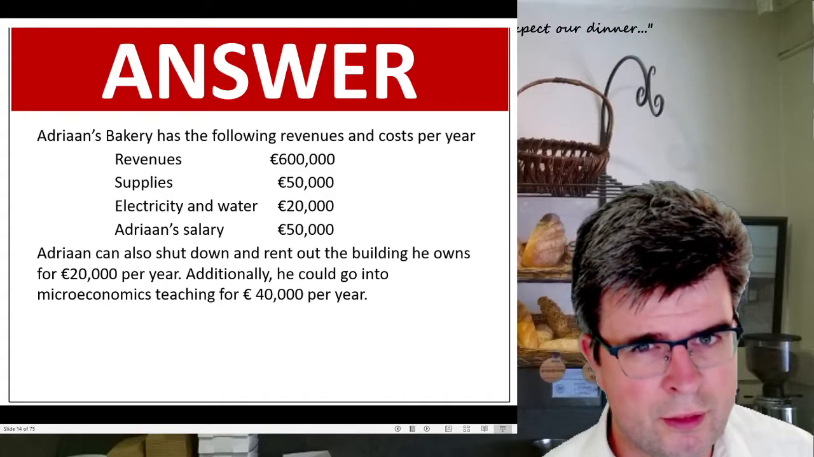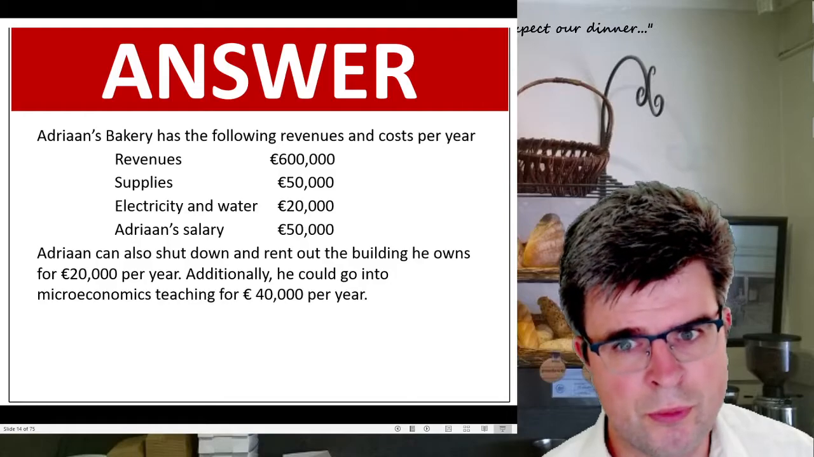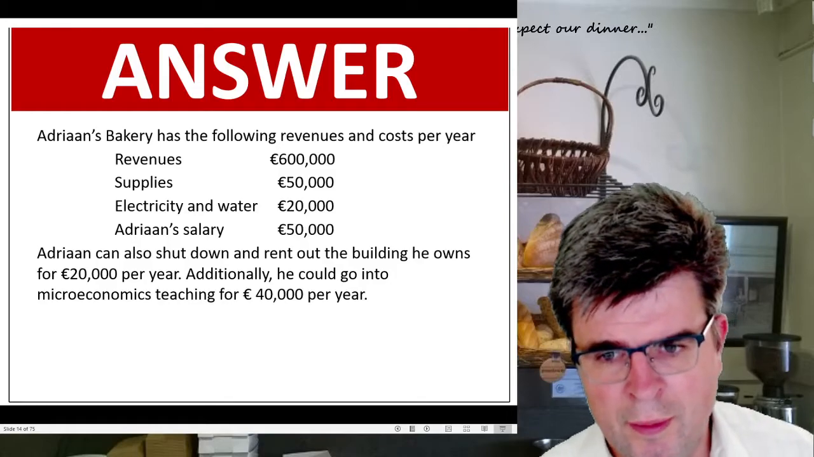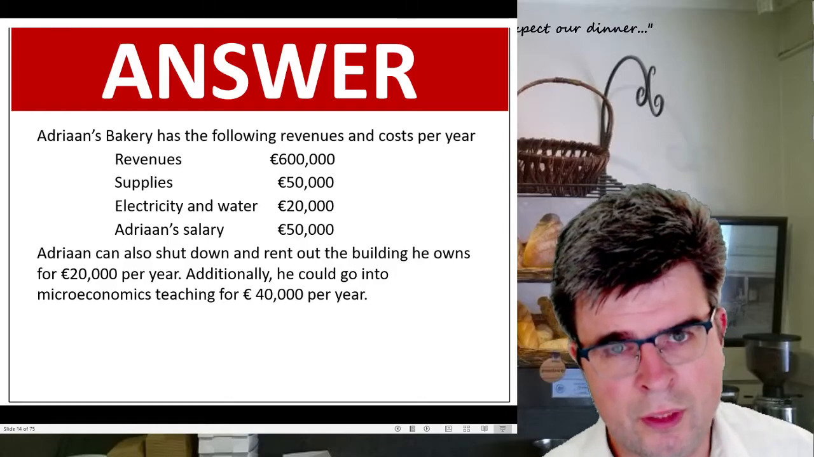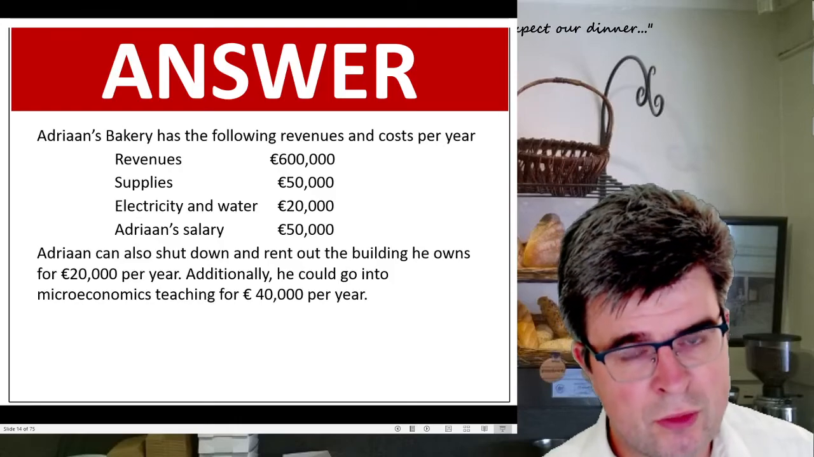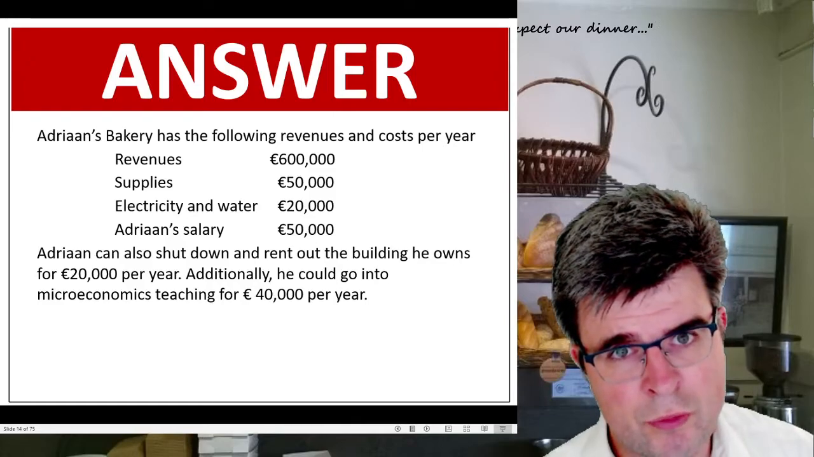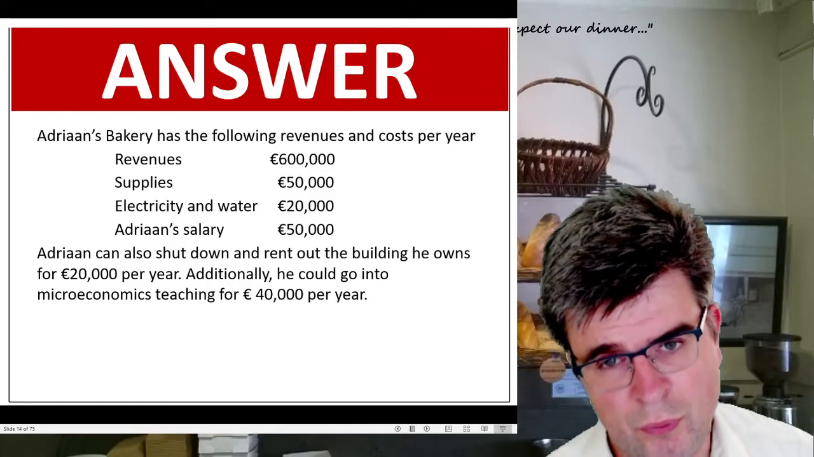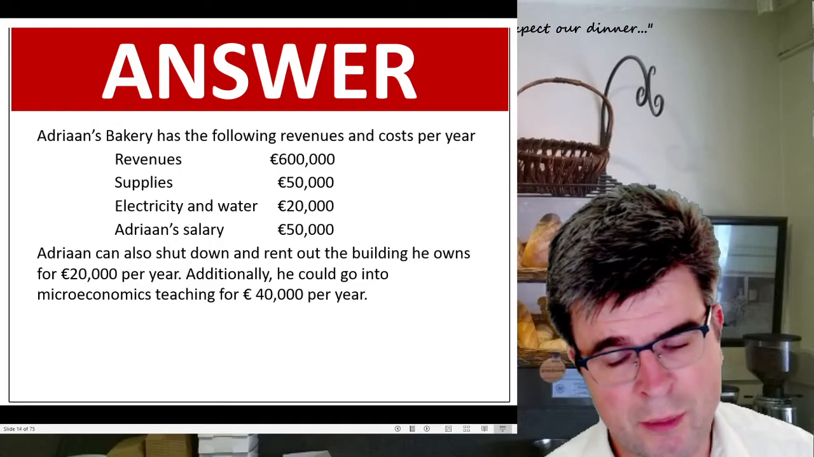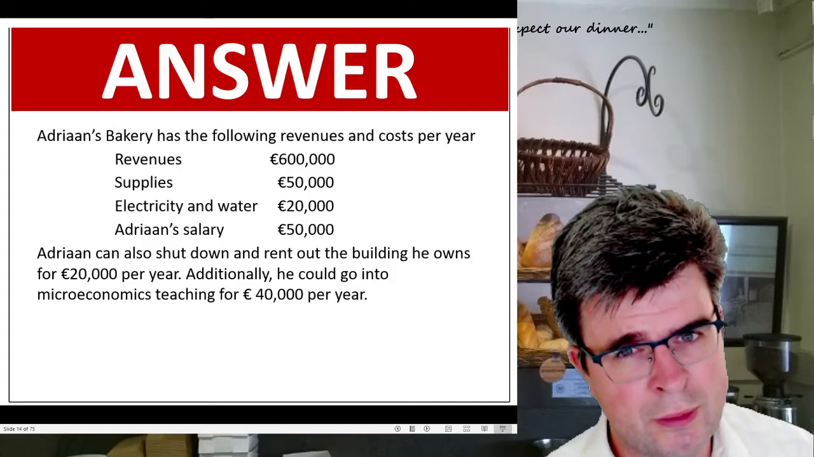And here is the answer. So you know the revenues and you know the accounting cost. And in addition, we need to take into account the opportunity cost. Just like in the example, the renting out of the buildings and not being able to do that because I use the building myself, that's an opportunity cost.